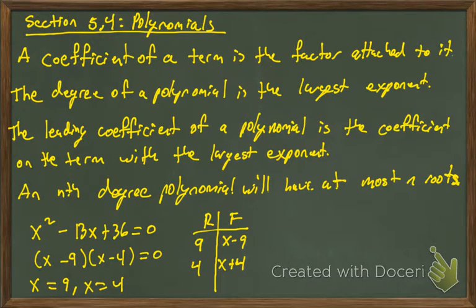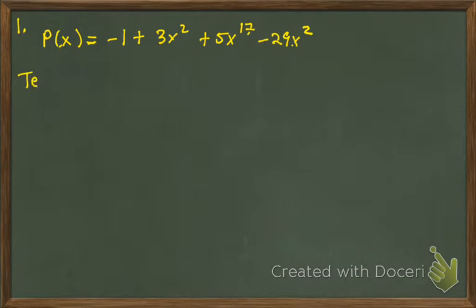So we're going to move on to the next page, and we're going to identify the coefficient and degree of each term, identify the leading coefficient and the degree of the polynomial, and state the maximum number of zeros. I'm not going to write down all those instructions, but I'm going to make a table to summarize that information. I'm going to call our polynomial p of x, which is negative 1 plus 3x squared plus 5x to the 17th, and then minus 29x squared. I'm going to make a different type of chart or table: term, degree, and coefficient.